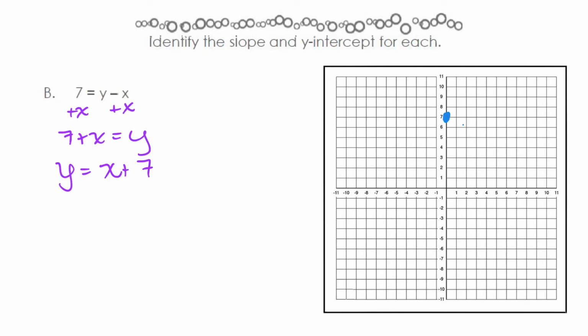So I'm going to go down 1 over 1, down 1 over 1. And then I'm going to connect my dots and draw my arrows to represent the line that's going all the way to the end.